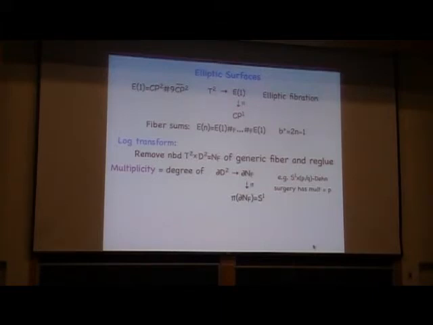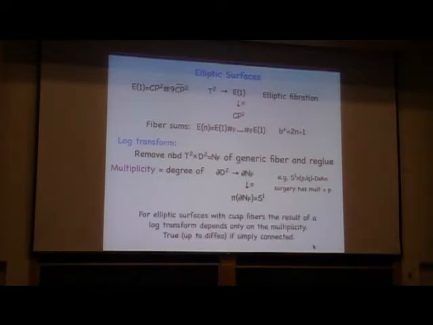And I point out here that if you do S1 cross P over Q Dehn surgery, then it has multiplicity P. And in fact, when you have a simply connected elliptic surface, the result of this operation up to diffeomorphism only depends on the multiplicity of the log transform.